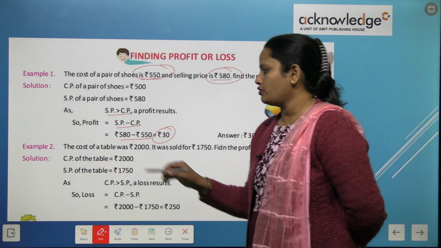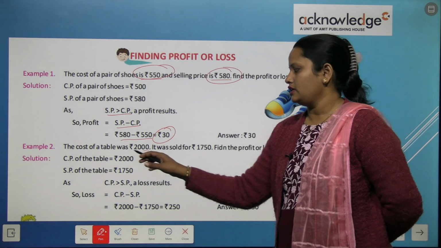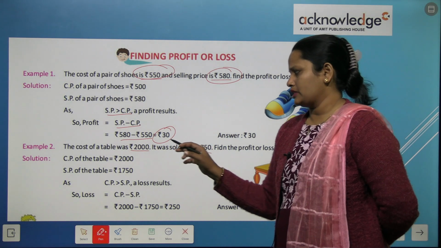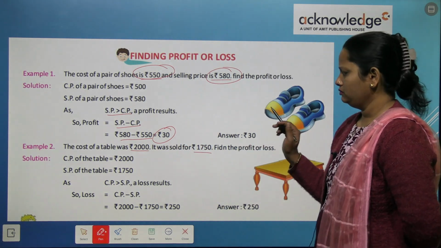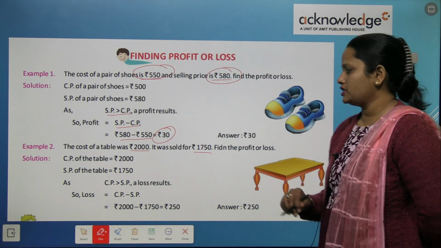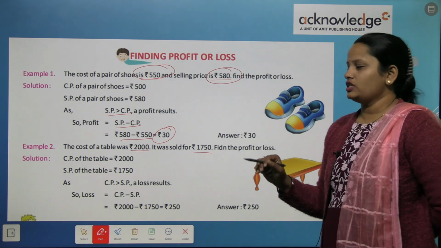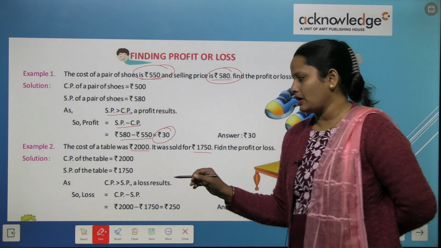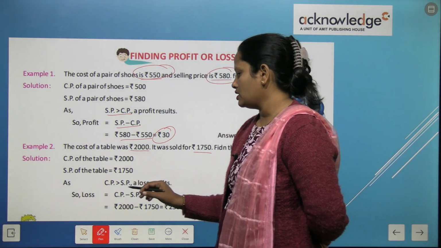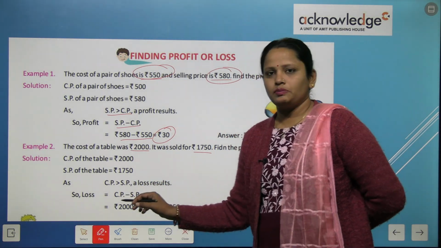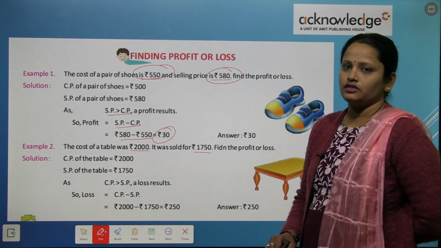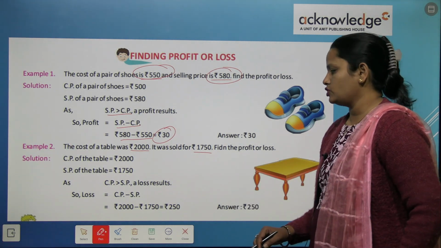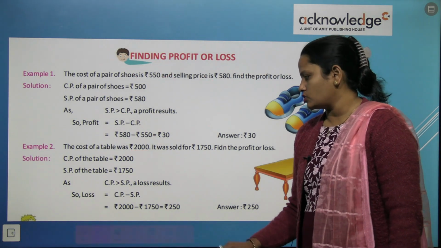Next question: the cost of a table is this much. एक टेबल है इतने रुपीज की और उसे हमने इतने रुपीज में बेच दिया. अब आप देख सकते हो खरीदा तो 2000 का लेकिन बेचा कितने में 1750 रुपीज में. तो इसका मतलब हमने कम ही बेचा है. So the profit and loss is, now here the cost price is more than the selling price, so here there is a loss. So CP minus SP is 2000 minus 1750, so it will be 250 rupees. तो यहाँ पे मुझे 250 रुपीज का लॉस हो गया है.